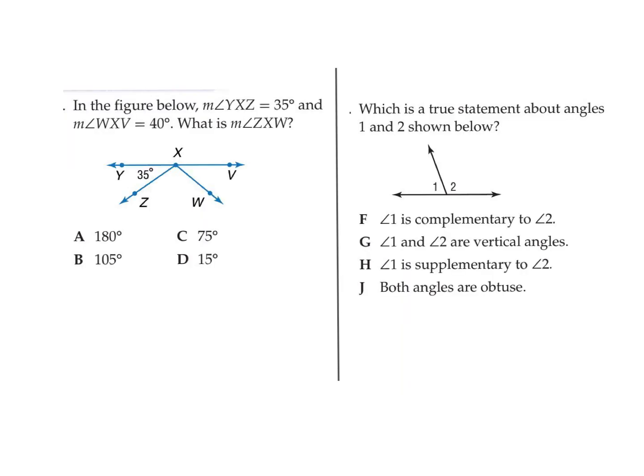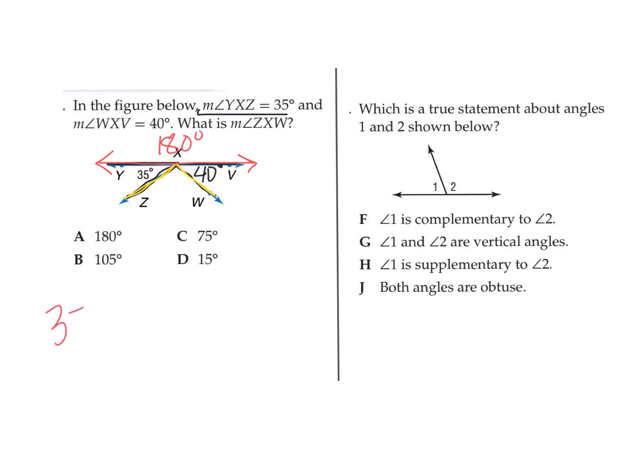In the figure below, the measure of angle YXZ equals 35 degrees. So I'm going to find that. YXZ, I'm going to follow the order. YXZ equals 35 degrees. And then the measure of angle WXV, so W to X to V, equals 40 degrees. What is the measure of angle ZXW? So this whole line right here, that's a straight angle. That whole thing equals 180 degrees.